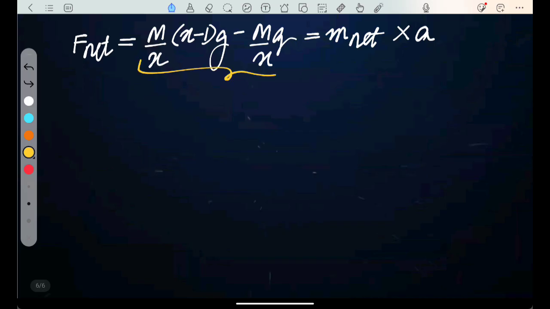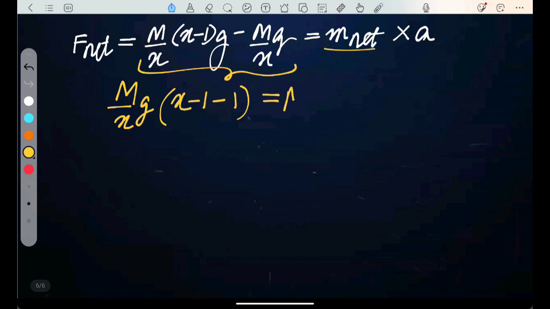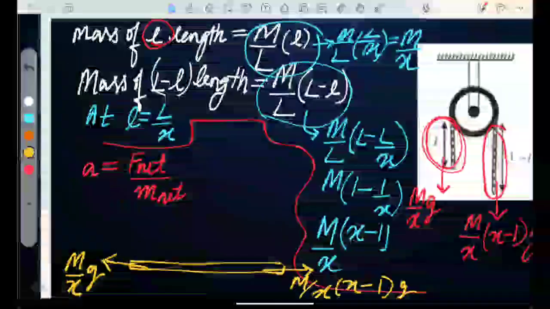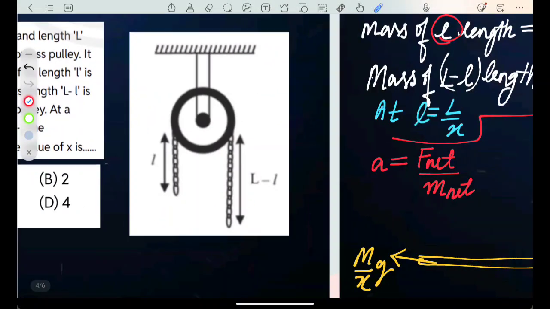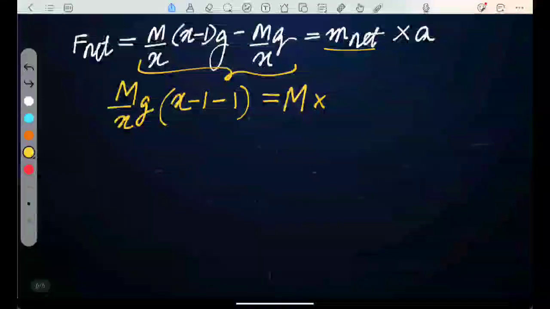Now I will simplify this complex looking expression by taking m by L times g common. So I am left with L minus l minus l. Is it clear? That is going to be equal to m net, the total mass, that is capital M, times acceleration, which we have to find. And this acceleration is given in the question. If you look at the question, the acceleration is given as g by 2 at the point when this small l becomes capital L by x. So in place of a, I will write g by 2. Now from this equation I have to find the value of x. That is going to be very simple, very easy. You can solve it. So let us proceed further.